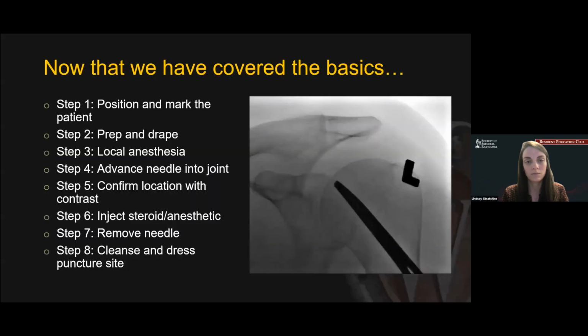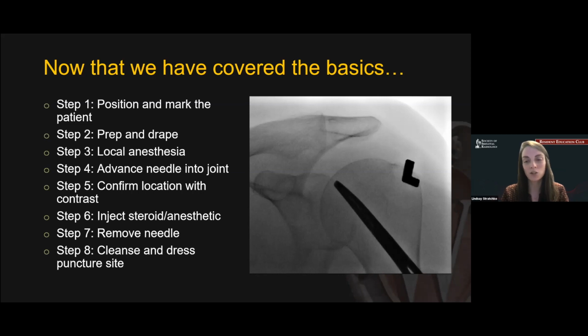All right, so now that we've talked about the basics with patient positioning, medications, prep, and where we're going to mark, just briefly going over the steps of glenohumeral joint injection. Like we talked about, we're going to position and mark our patient, as well as prep and drape.